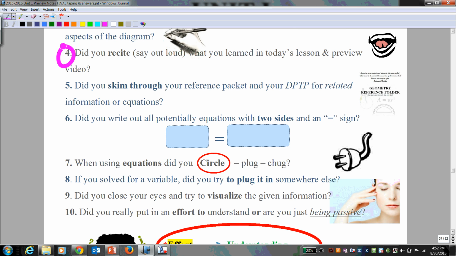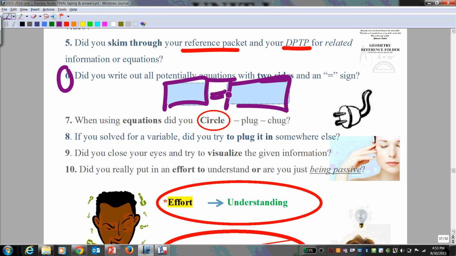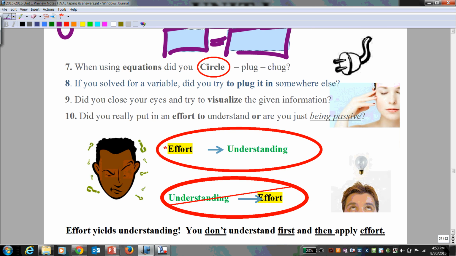Did you recite, say out loud what you learned from today's lesson and previous video? Did you skim through your reference booklet and the DPTP, that's the yellow section in your reference booklet, definitions, properties, theorems, and postulates for related information? Did you actually write out all equations with two sides and an equal sign? When you worked with equations, did you circle, plug, check? Number 8, if you solved for a variable, did you try to plug it in somewhere else?